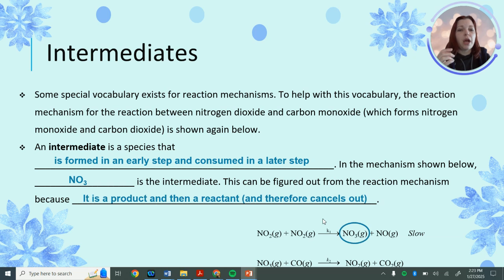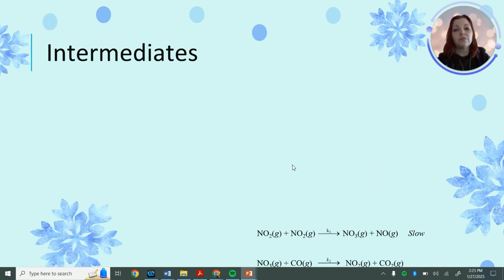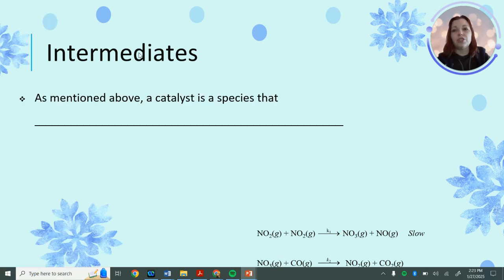So in the mechanism shown below, NO3 is the intermediate. And this can be figured out from the reaction mechanism because it is a product in an early step and then it is a reactant in a later step, and therefore it cancels out. Okay, so now this should say catalyst.